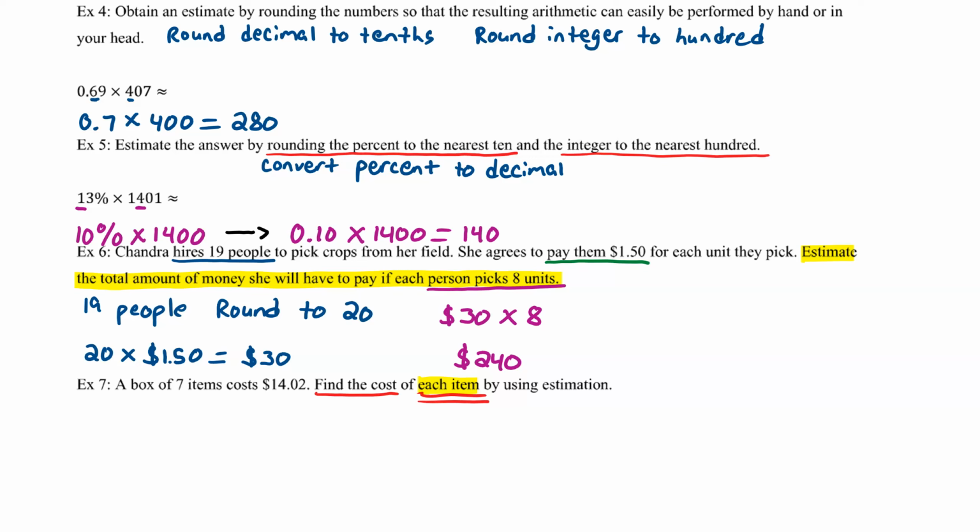But if we're using estimation, we're going to take the $14.02 and round that to a compatible number, round it to the nearest integer. So that's going to give us $14. And then that is a very easy number we can use in our division, knowing that we're splitting it between the 7 items. And then that's just very simple arithmetic that we could do to get a final answer. The cost of each would be $2.